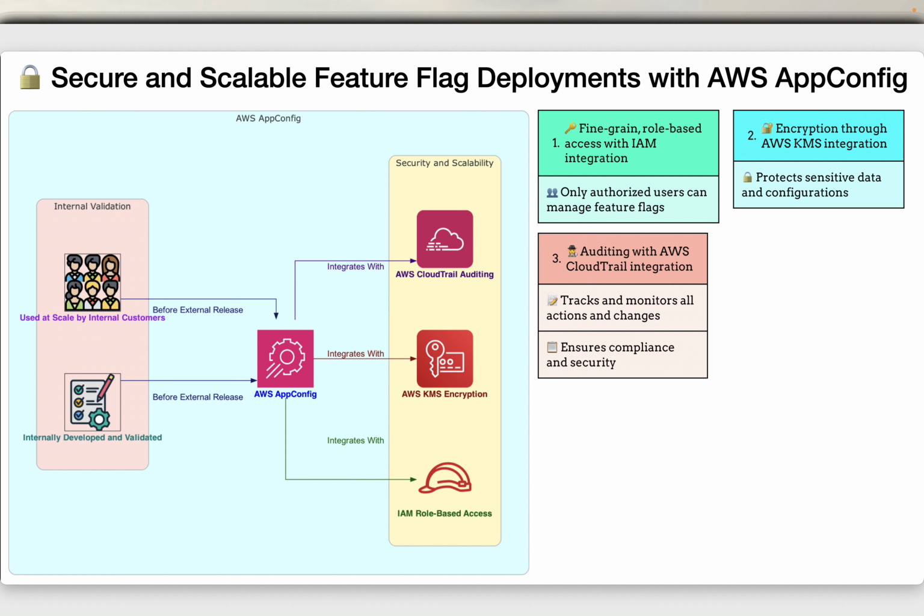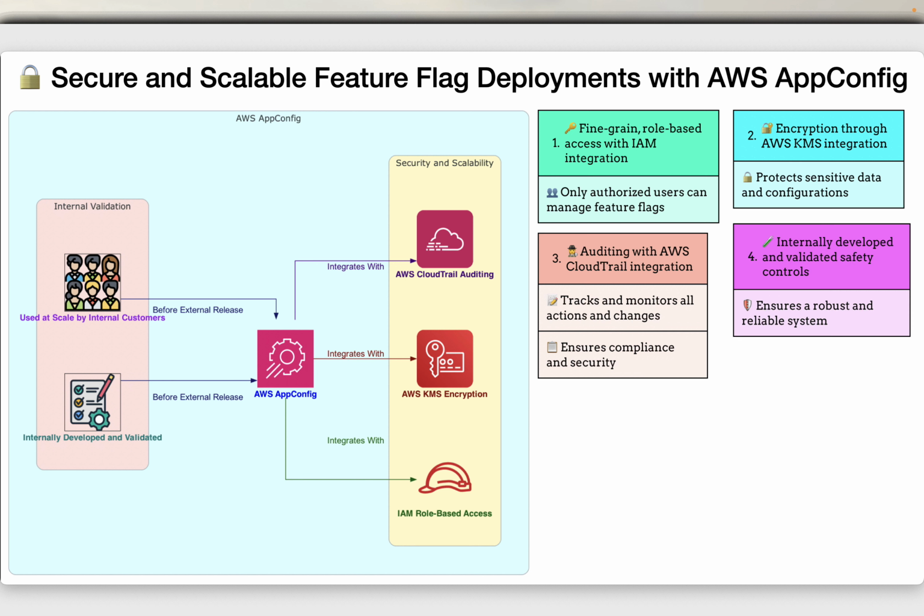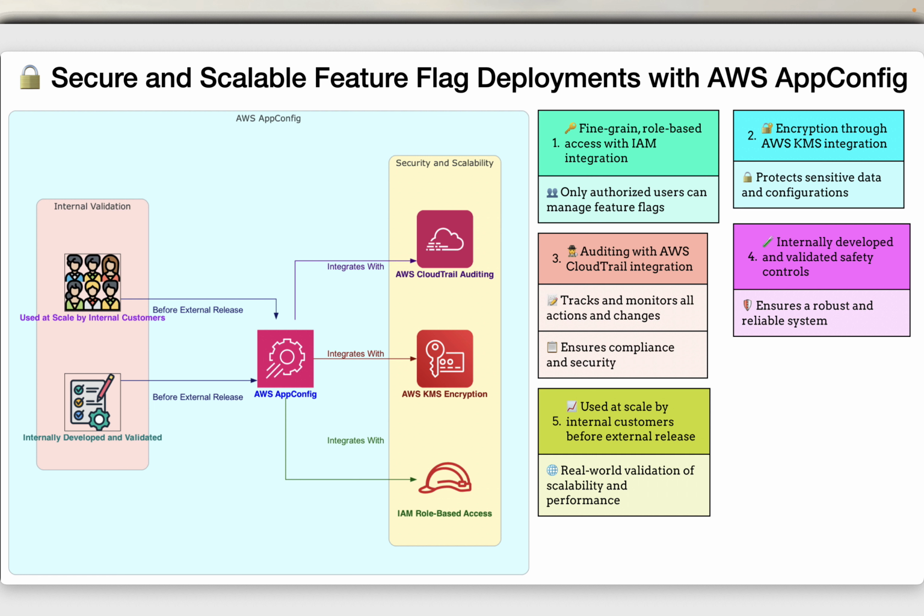AWS CloudTrail integration enables auditing of AWS AppConfig, which allows organizations to track and monitor all actions and changes made to feature flags for compliance and security purposes. Before being released to external customers, all AWS AppConfig safety controls were initially developed and validated internally, ensuring a robust and reliable system. Internal customers use AWS AppConfig at scale prior to its external release, providing real-world validation of service scalability and performance under heavy usage.